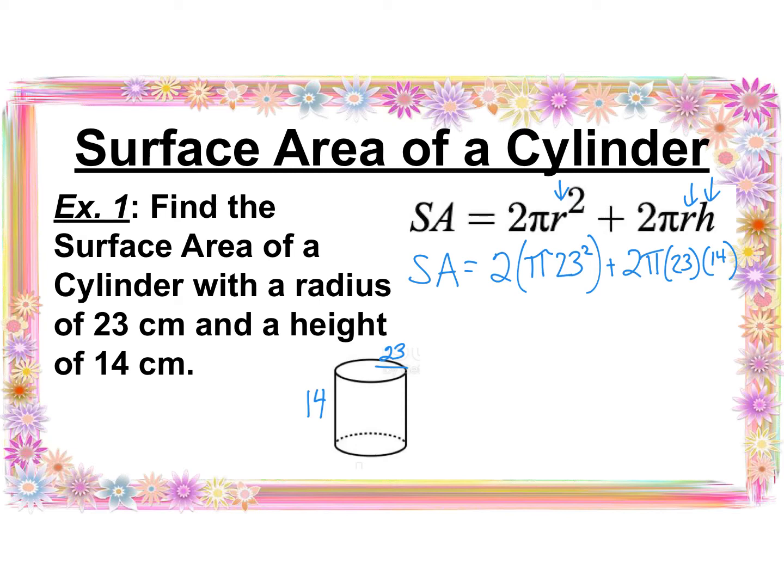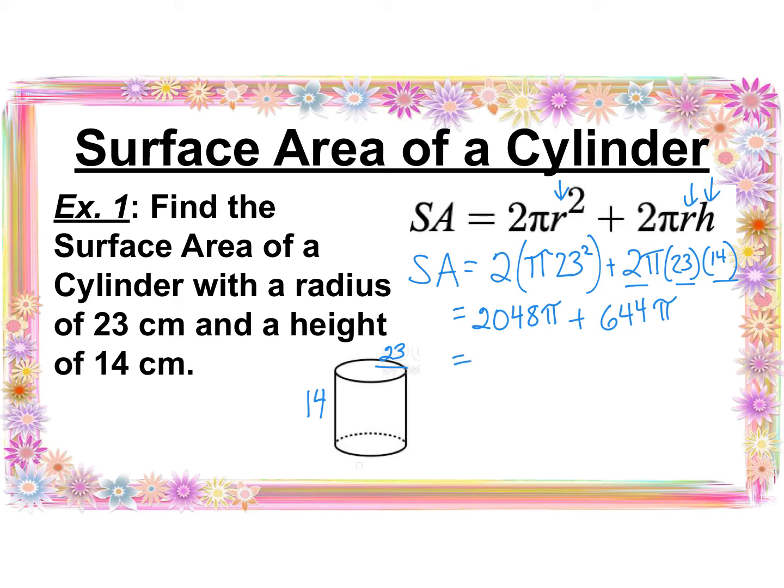Don't do it too early, then you've got decimals, and you'll see how this works. So I can do 2 times 23 squared, and I'm going to get 2048 pi. Just keep the pi with it. And then I'm going to do the 2, the 23, and the 14, multiply all those together, and I get 644 with a pi. They both have pi, so we can combine like terms.